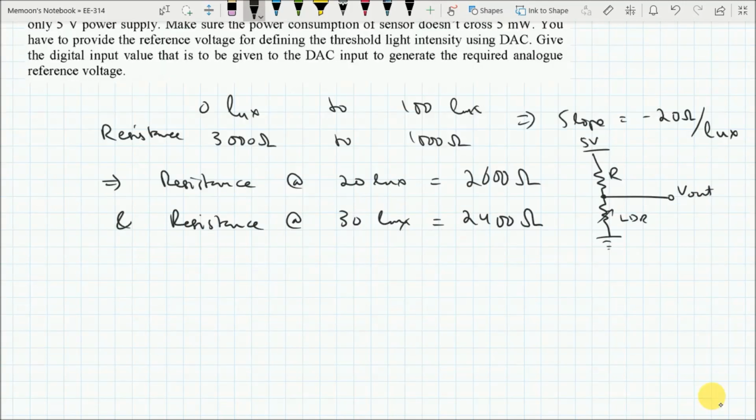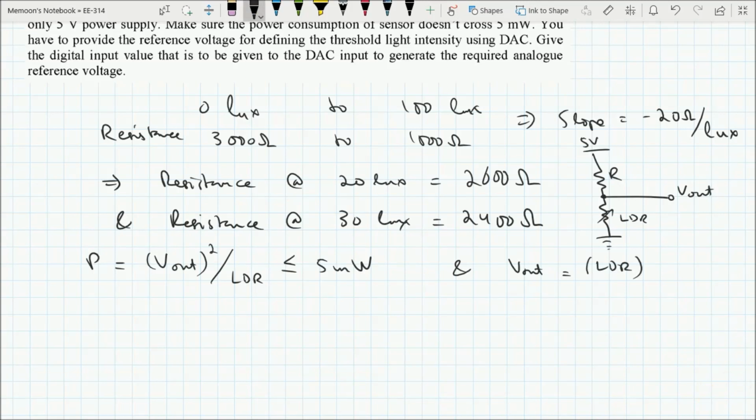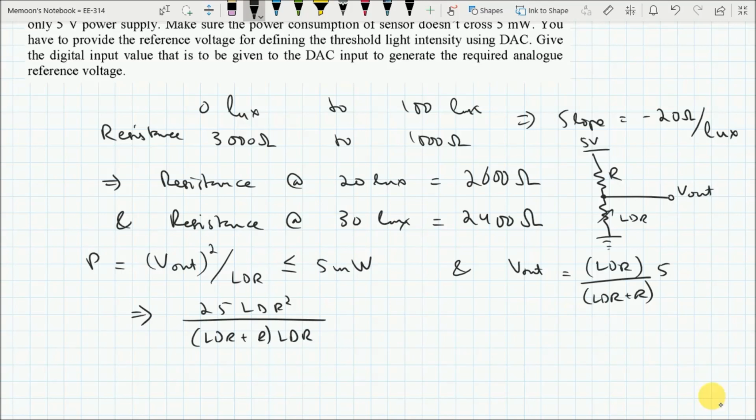This means that P is equal to V out squared over LDR should be less than or equal to 5 milliwatt, and V out is equal to LDR over LDR plus R into 5 volts. This implies that 25 LDR square over LDR plus R into LDR should be less than or equal to 5 milliwatt.